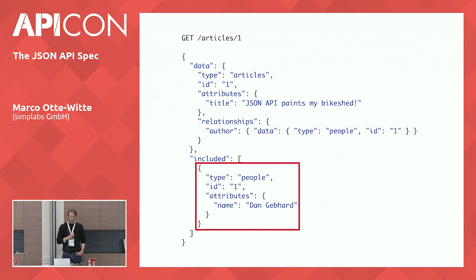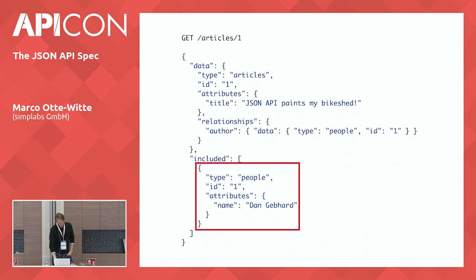And of course, the relations of included resources could be included again. So you could have a whole object graph in this flat list here, right? Because all of the relations would just point to something that's identified by a type and ID, and then you can just go ahead and look that up in that included list, right? So that works for arbitrarily deep graphs, really.